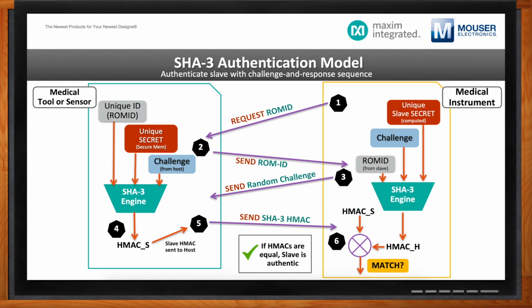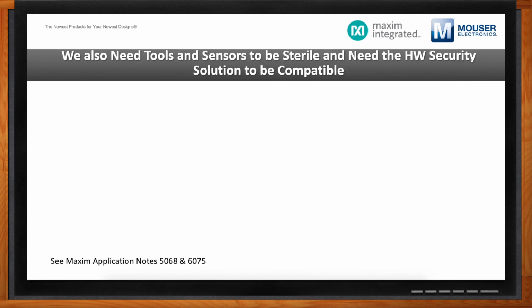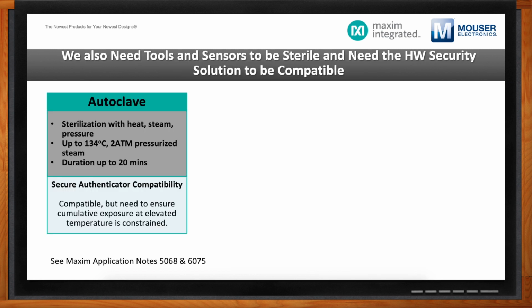So, Scott, I know that medical designs have special sterility requirements. How does that come into play here? For sure, we want to make sure that our tools and our sensors are sterile before they're used on us in a medical procedure. But there are three common techniques used in industry to sterilize products. One of them is autoclave. Here we have sterilization with heat, steam, and pressure up to 134 degrees C, 2 atmospheres. Durations overall can be on the order of 20 minutes.